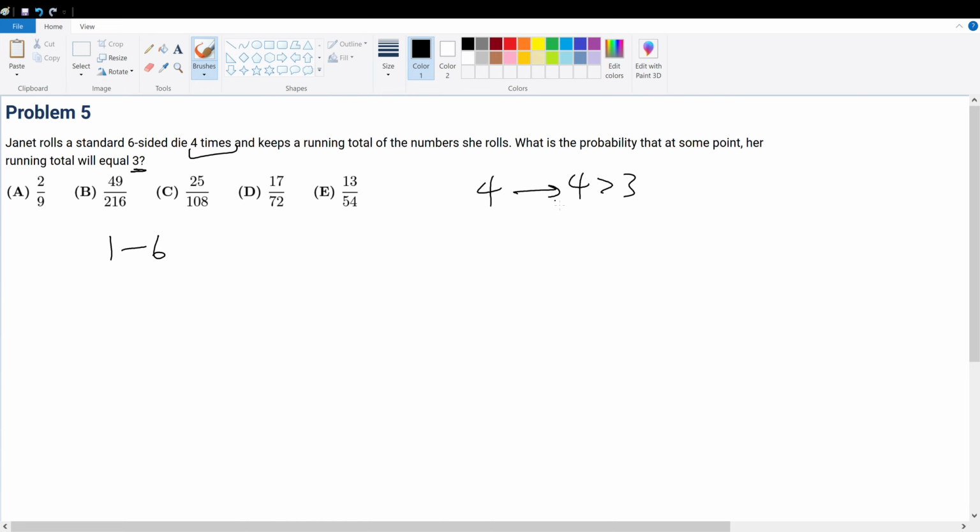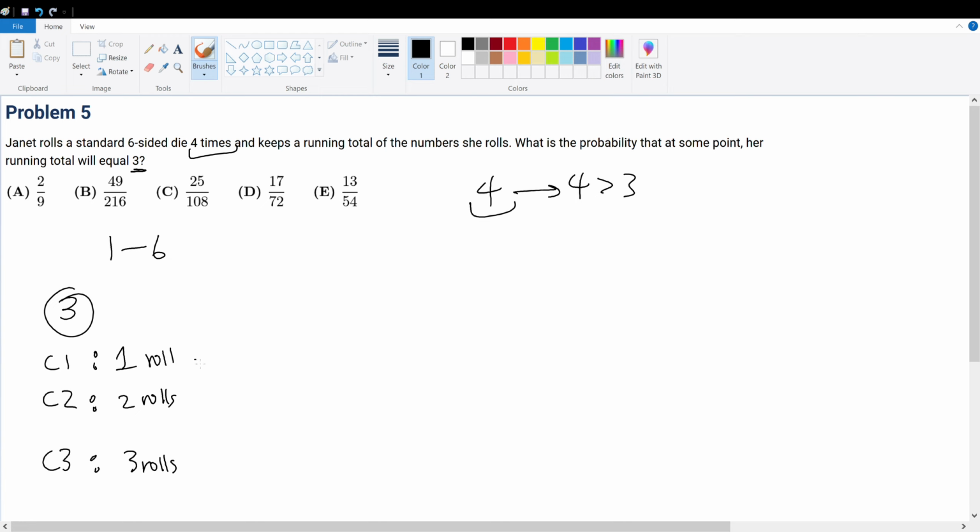So what does this mean? This means that we can only get 3 within the first 3 rolls, because 4 rolls will always exceed 3. So we have 3 cases. Case 1, it took 1 roll. Case 2, it took 2 rolls. Case 3, it took 3 rolls.